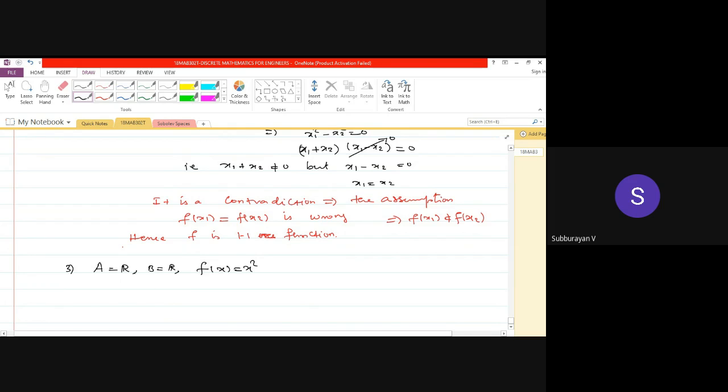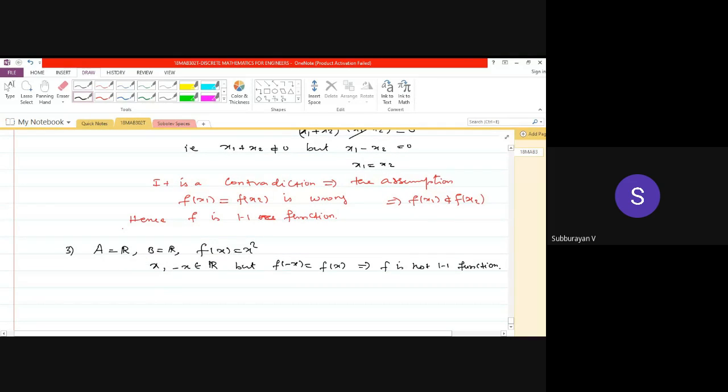Very good answer. See, x and minus x belong to R, but what is f of minus x? f of minus x is equal to f of x, which implies f is not one-one function. Okay. See, I will discuss some more problems later. Let me define another function, that is onto function.